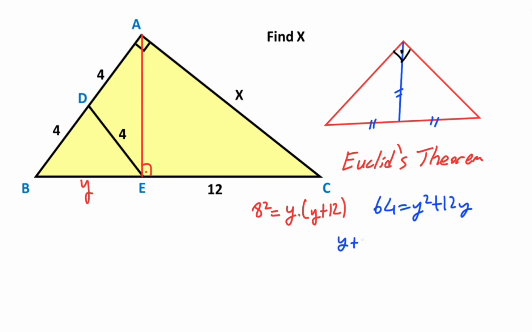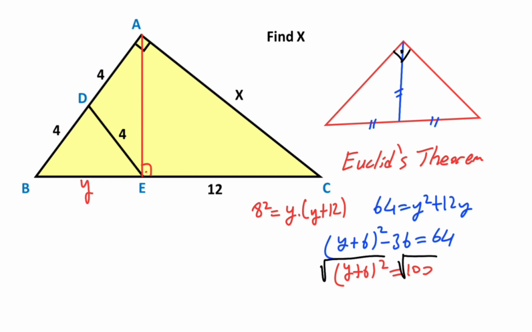Therefore, 64 equal y squared plus 12y. So if you convert this expression to a perfect square, y plus 6 whole squared minus 36 equal 64. So y plus 6 whole squared equal 100. Let's square root both sides of the equations. That means y plus 6 equal 10. So y is going to be 4 units. Let's write here y equal 4.